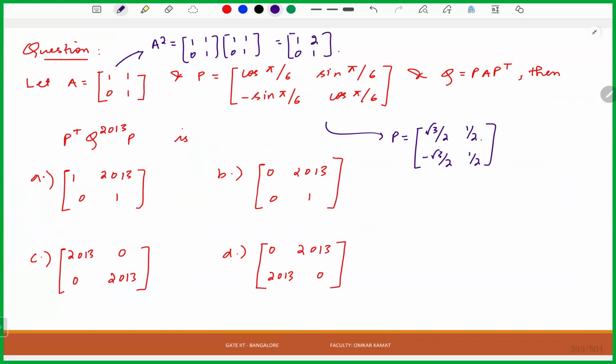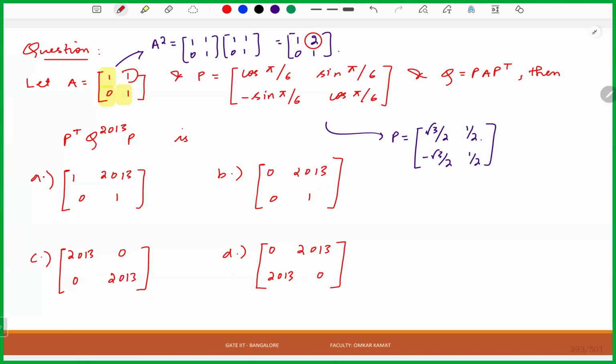So if you see over here, this and this element will always remain same. Sorry, sorry. Here, these three elements will remain same. What will change? This will change. Okay, only this element. So if you see Q is equal to PA P transpose, they are telling.